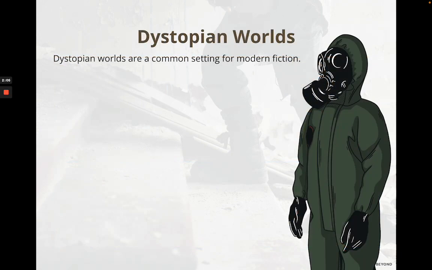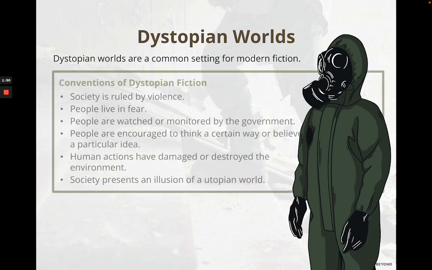All right, dystopian worlds are a common setting for modern fiction. In fact, much more common than utopian ones, because all stories kind of revolve around conflict, and utopian stories are often lacking in conflict, unless you find that the perfect world presented is less than perfect.